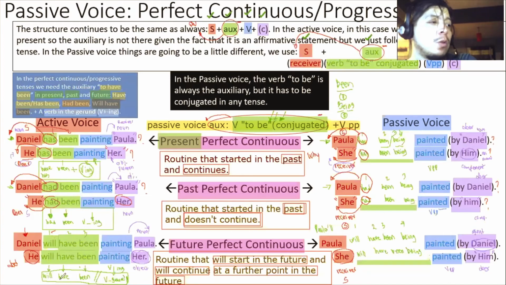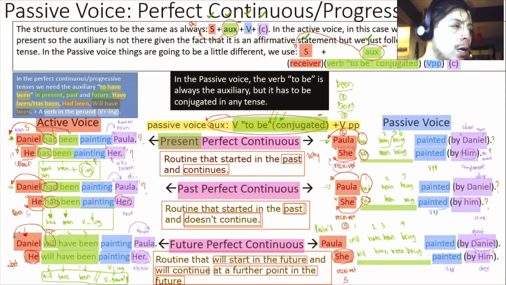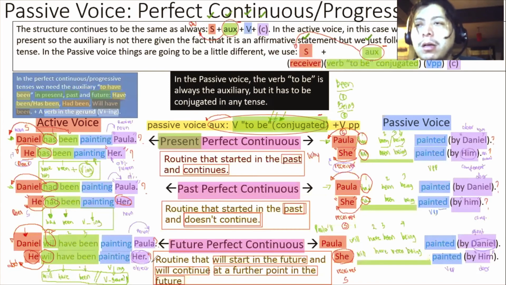¿Qué hacemos si hacemos una pregunta? La primera de las tres palabras es la que cambia su lugar con el sujeto. Will Daniel have been painting Paula? Will he have been painting her? ¿Habrá Daniel estado pintando a Paula o habrá él estado pintándola a ella? Ese es el futuro perfecto en voz activa.